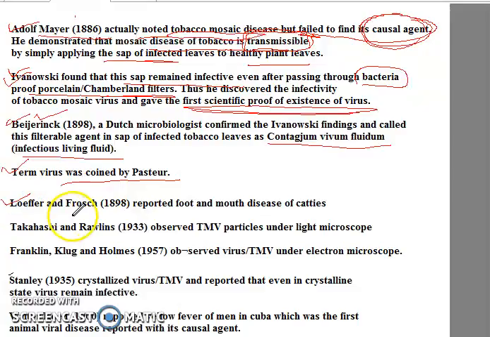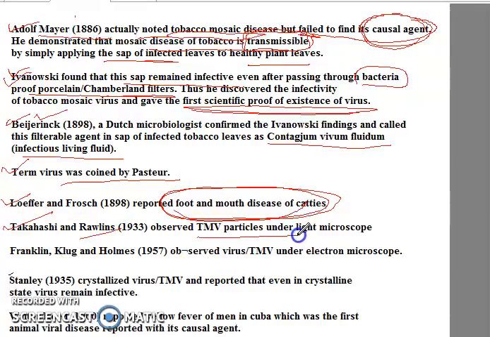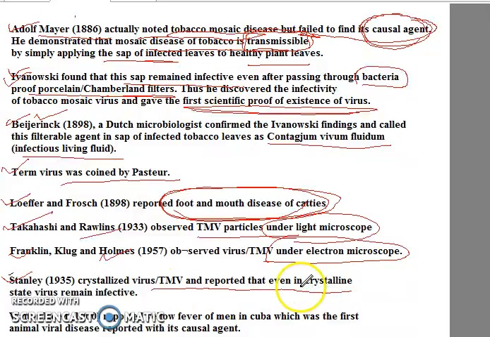Later, Loeffler and Frosch, both scientists, reported the first animal virus disease, foot and mouth disease of cattle. Takahashi and Rawlins observed TMV first under a light microscope, and later Kausche and Holmes observed TMV under an electron microscope. These questions are normally asked in entrance exams. Stanley was the first scientist to crystallize TMV, and this crystallized state of the virus remains infective.